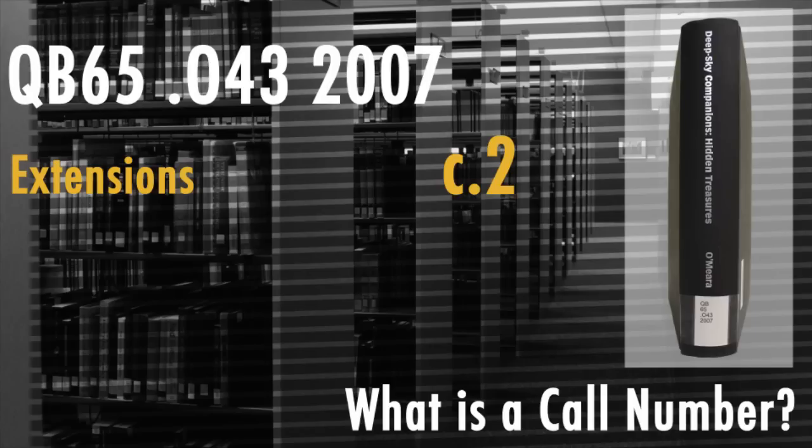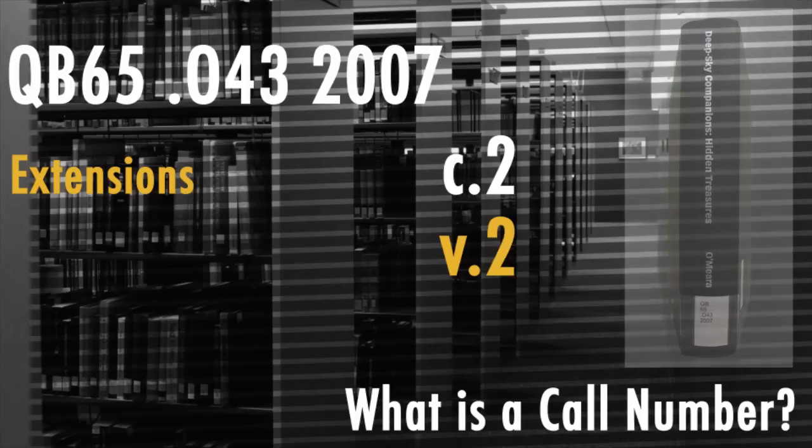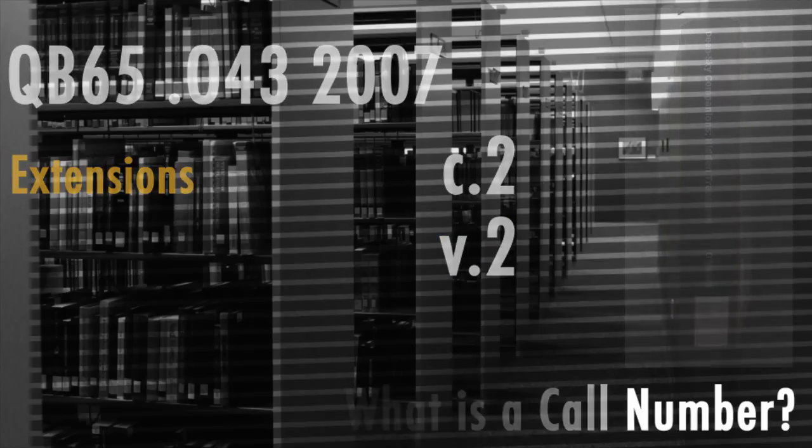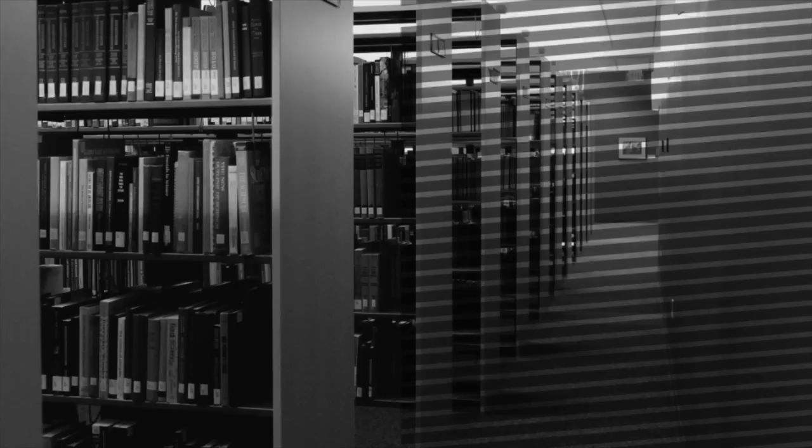Another example is C2, which indicates a second copy. Or V3, which is a volume number. Both of these are arranged in numerical order. Though it may seem complicated, just move slowly through the call number line by line. If you get stuck, then library staff will gladly help you.